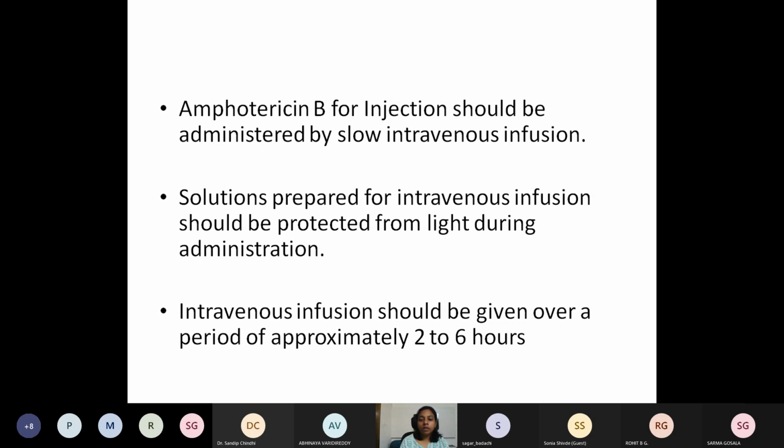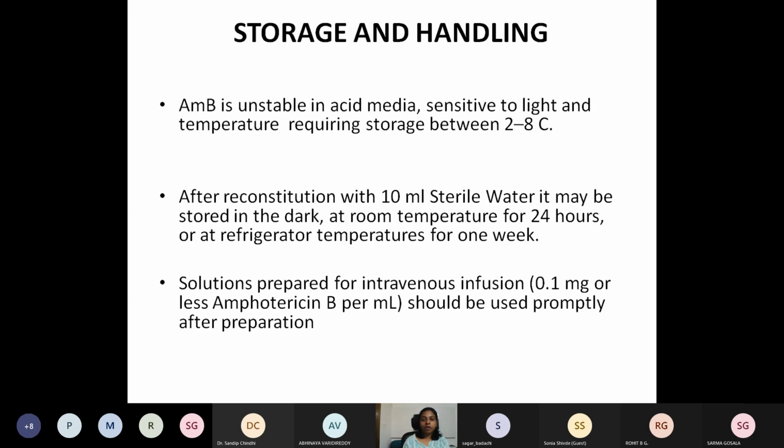So when you give amphotericin B by IV injection, it should be protected from light. I told you it is very unstable and can precipitate. Recent studies have found that if there is an immediate reconstitution, up to 24 hours, it will not precipitate. Hence, it may not require a complete protection from light, but this is what we generally follow. An intravenous infusion should be given slowly, approximately 2 to 6 hours. What we follow is about 4 to 6 hours.